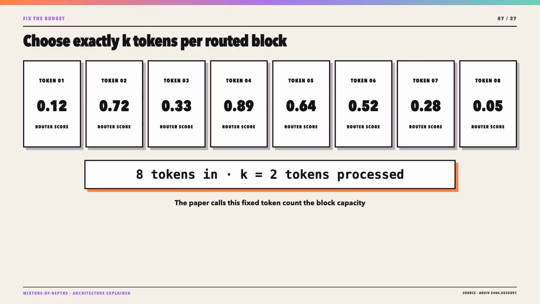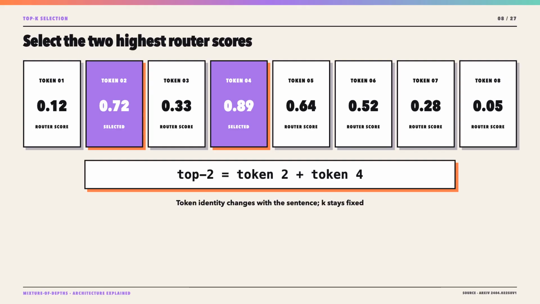Before training, we choose a fixed number k, exactly how many tokens each routed block may process. The paper calls this the block's capacity. For 8 tokens, k could be 2. The router scores all 8 tokens, sorts those scores, and selects the top 2. Which 2 are selected can change with the sentence and with the layer, but the number 2 stays fixed.